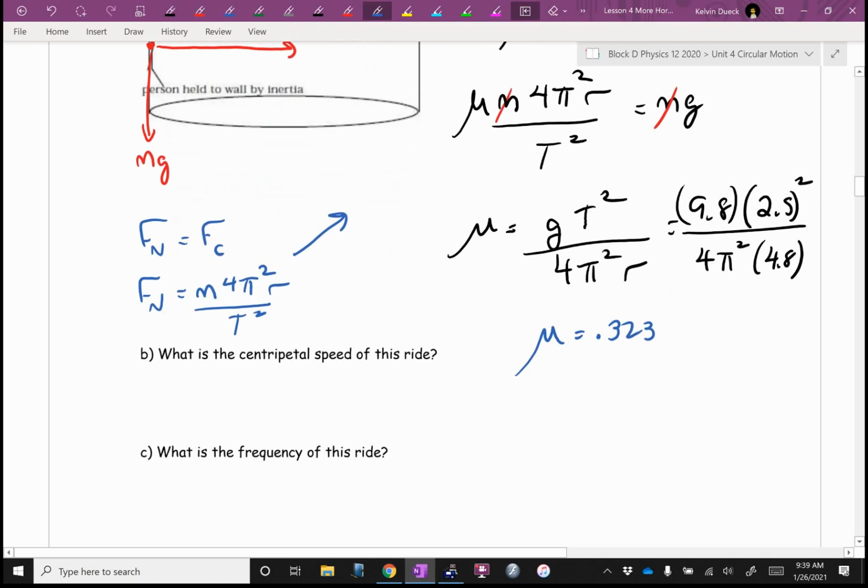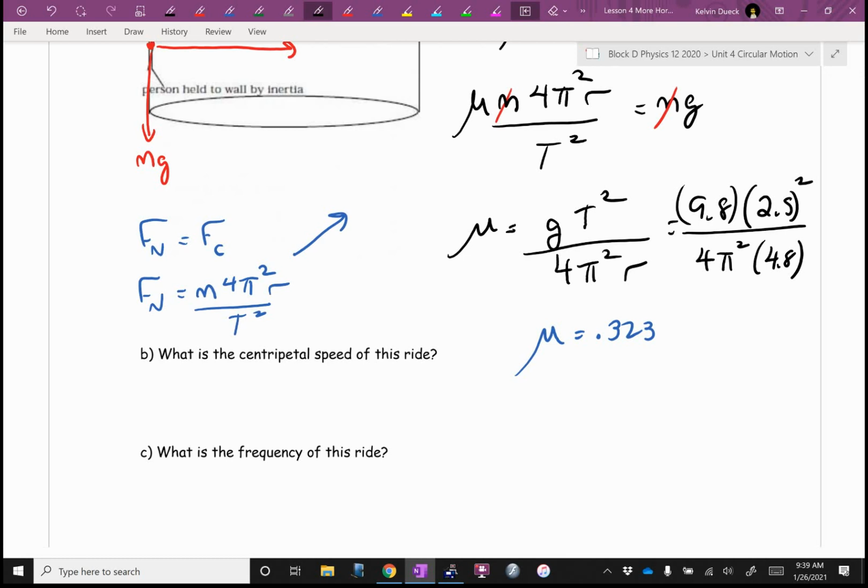Oh, cool. What's B want me to find, Allie? Okay. V. Is there an equation for centripetal speed? Yeah. What? That's for acceleration, thank you very much. Is there an equation for centripetal speed?